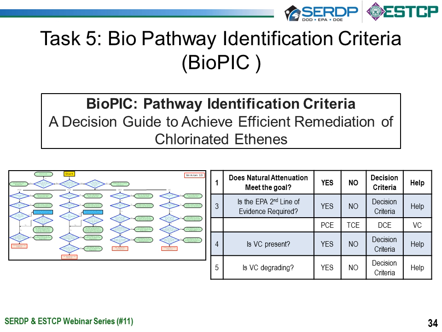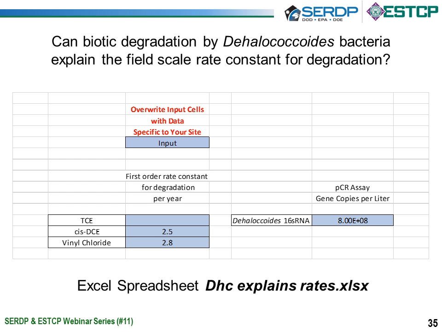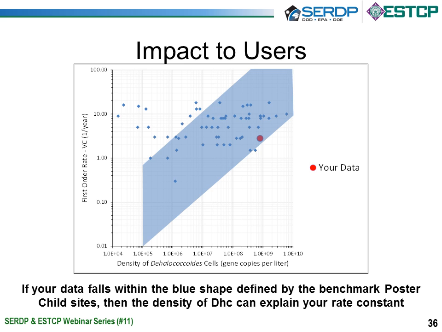The last task was to develop all of this paradigm into an easy-to-use application. So we ended up calling that application BioPIC, which stands for Pathway Identification Criteria. In other words, it tells you which path to go. It essentially guides you through the entire flowchart, and it's an Excel-based spreadsheet with macros where you input your own parameters. So I'll go quickly through an example because I know John will talk more about this later.